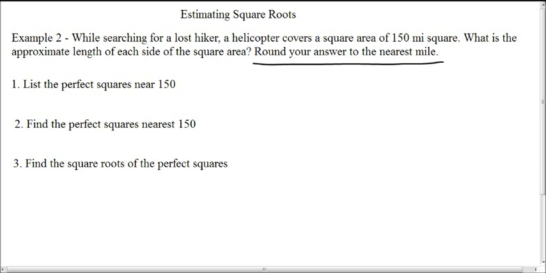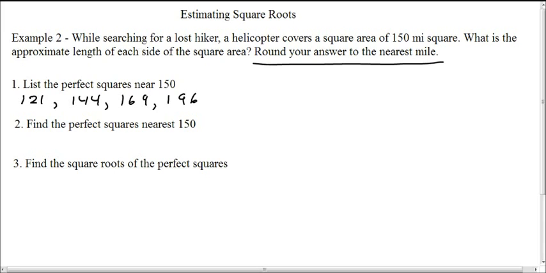So I see 121, 144, and I'm getting these off of my perfect square list that I have, 169, and 196. Those are all close to it, okay? But we want to find the perfect squares that are nearest. So we're talking about finding the perfect square prior to it and the perfect square after it.